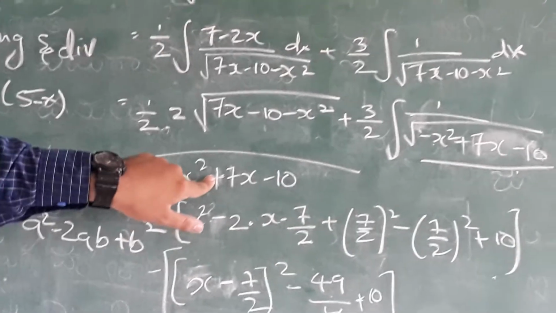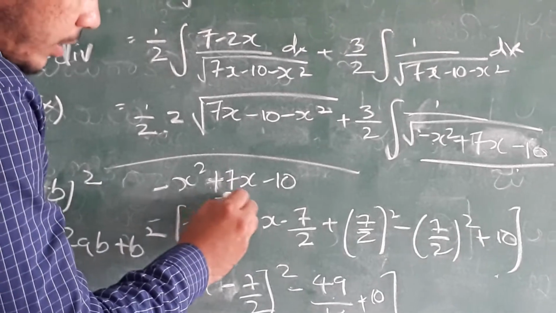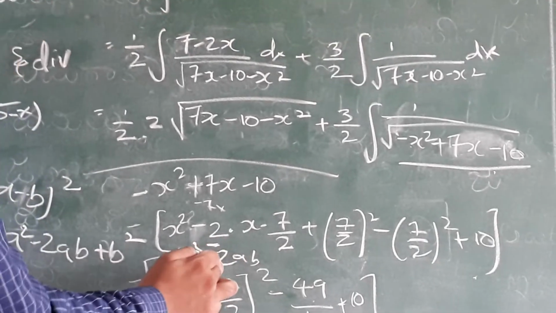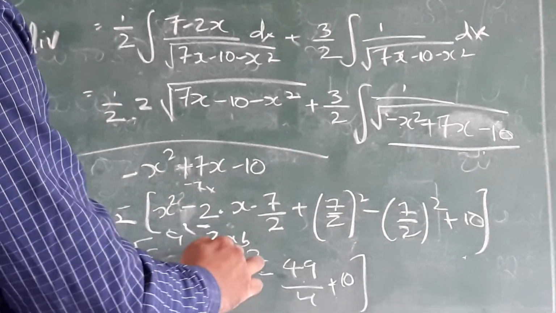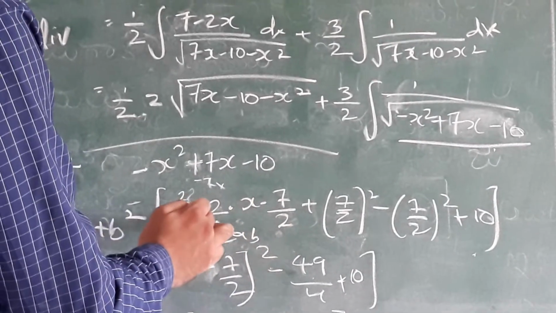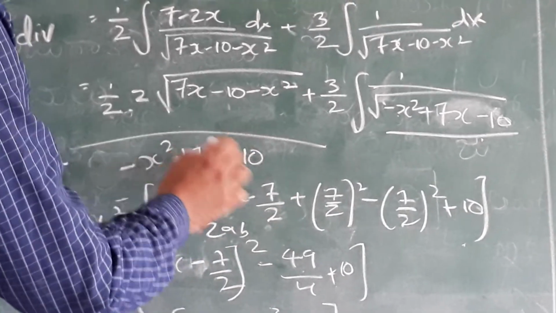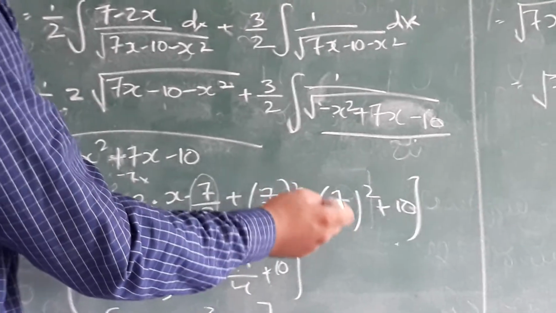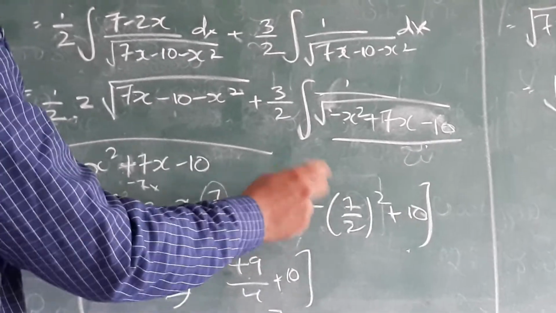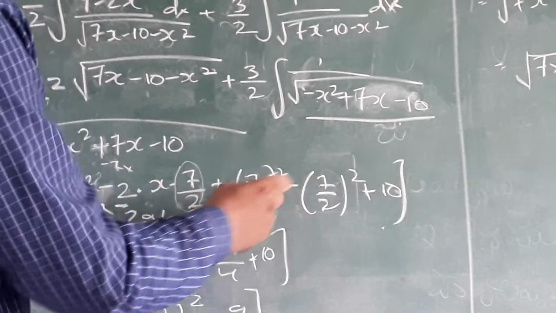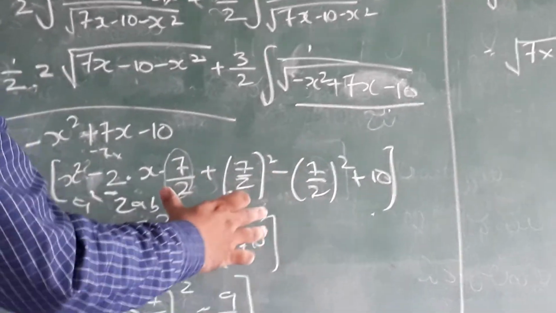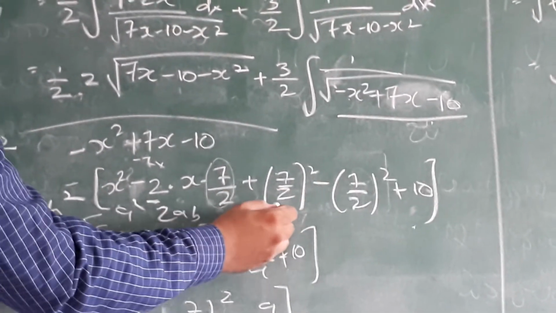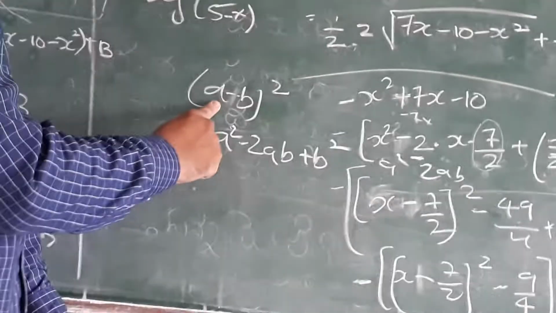So x square, and it will become minus 7x. Minus 7x means minus 2ab. The a value is x that we wrote, and what is the b value? 7 by 2. Why? These two get cancelled, so we get 7x. So 7 by 2 is the b value. That 7 by 2 should be added and subtracted as a square: 7 by 2 whole square minus 7 by 2 whole square. If this cancels, we get 0. We are adding nothing, just adding in order to make the formula. Plus 10. Now this is a square minus 2ab plus b square, and the entire formula is a minus b whole square.